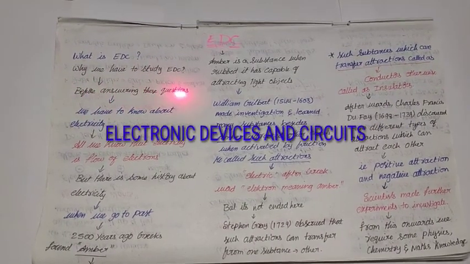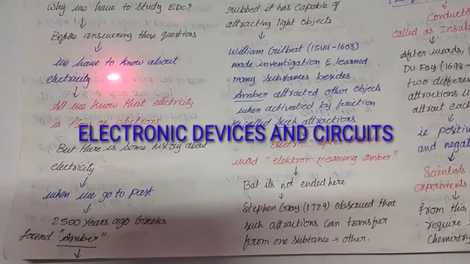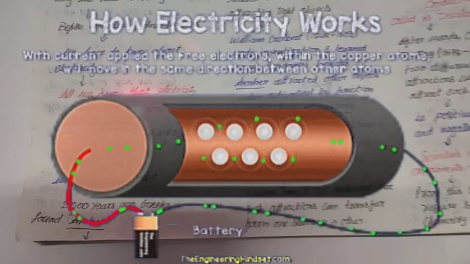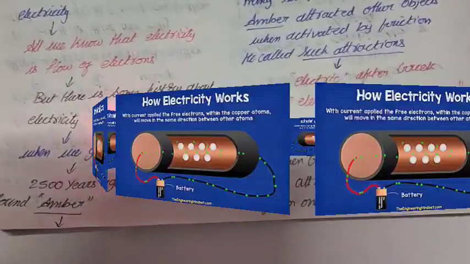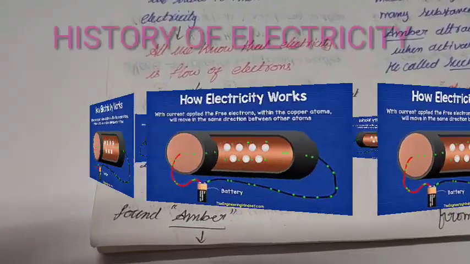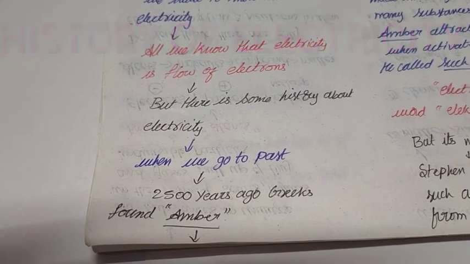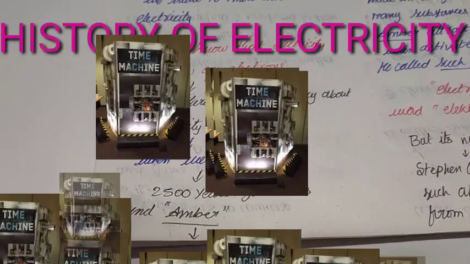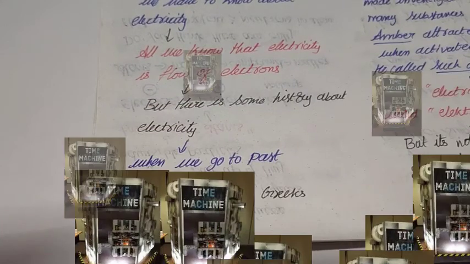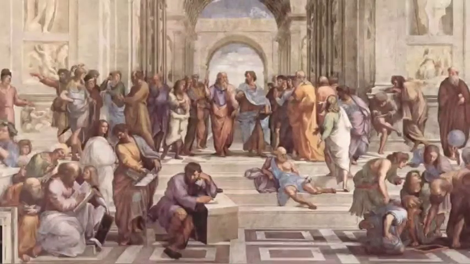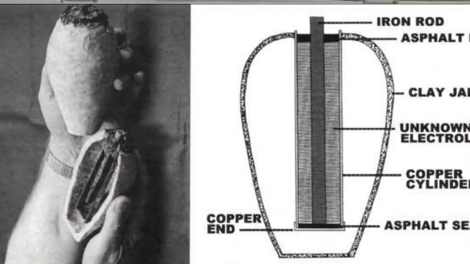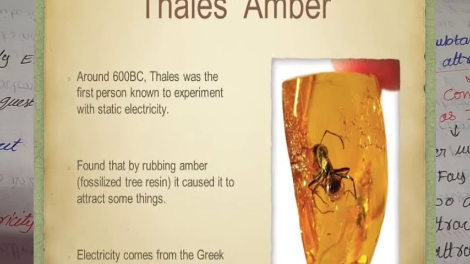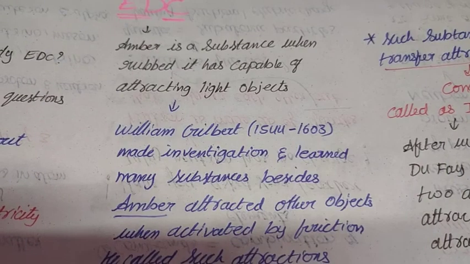Before answering these questions, we have to know about electricity. We all know that electricity is a flow of electrons, but there is some history about electricity. Let's see. When we go to the past, but not using a time machine, 2500 years ago, the Greeks found one substance called amber. Amber has some interesting qualities. That is, it attracts light objects when rubbed.